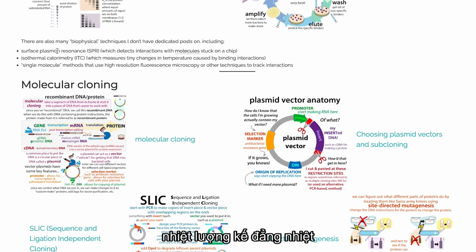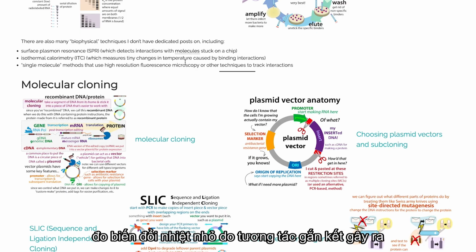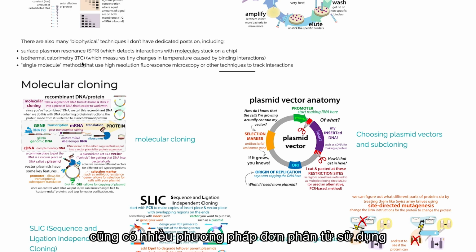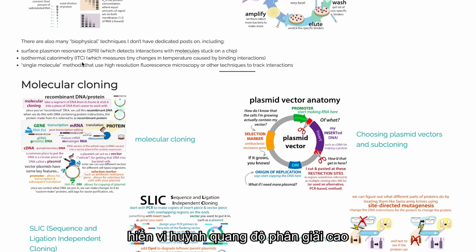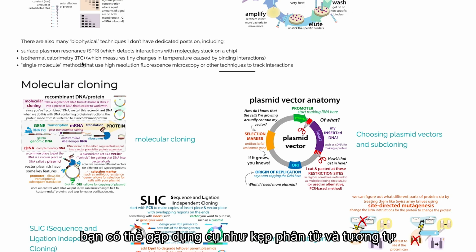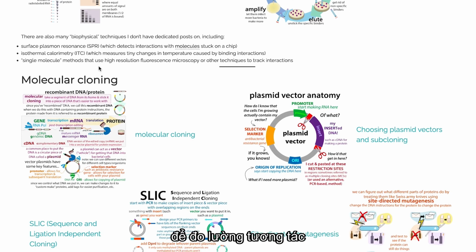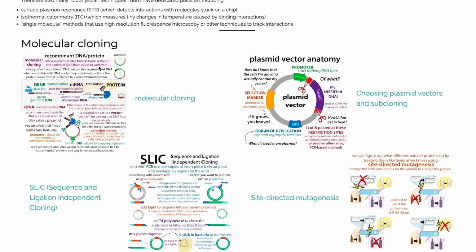ITC, isothermal calorimetry, measures tiny changes in temperature caused by binding interactions. And then there are a variety of single molecule methods that use high resolution fluorescence microscopy or other techniques like force-based techniques. You might see things like molecular tweezers and things like this in order to measure interactions.